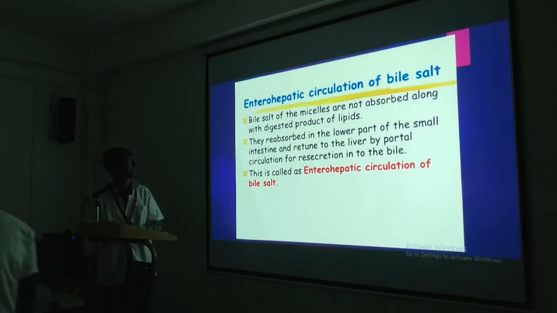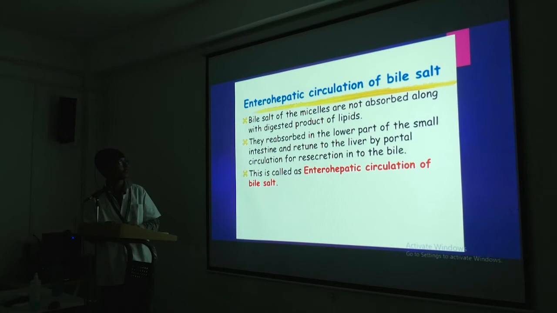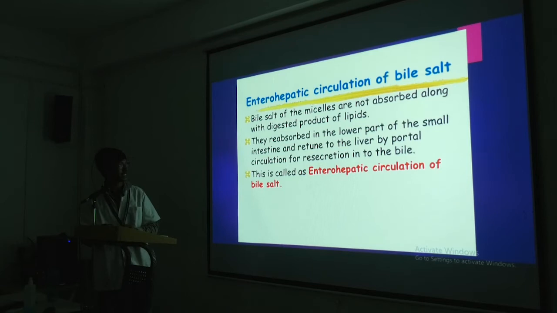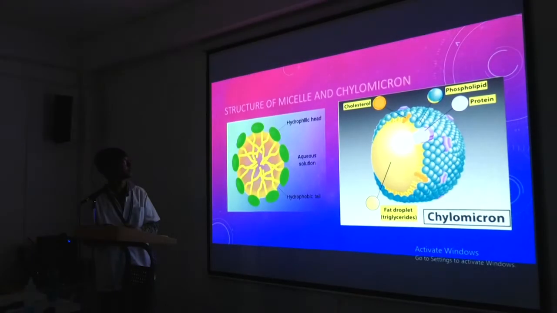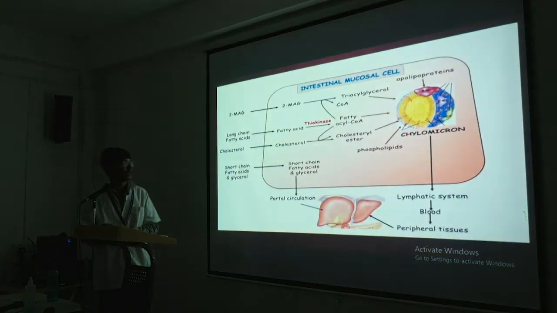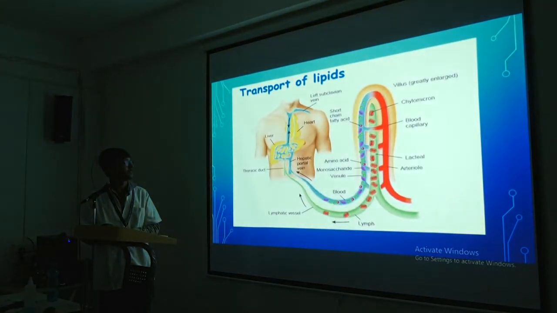Enterohepatic circulation of the bile salts. The bile salts in the micelles are not absorbed along with the digested products of lipids. They are reabsorbed in the lower part of the small intestine and return to the liver by portal circulation for secretion in the bile. This is called the enterohepatic circulation of bile salts. These are some diagrams for better understanding of the topic. The transport of lipid from the buccal cavity to the various arteries and veins.